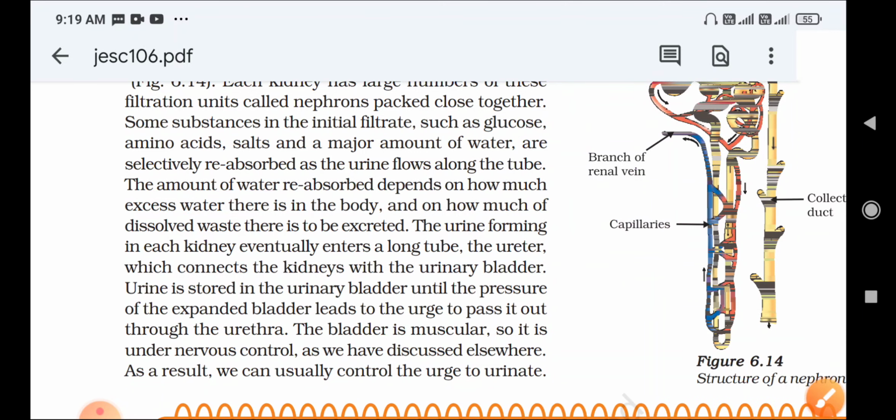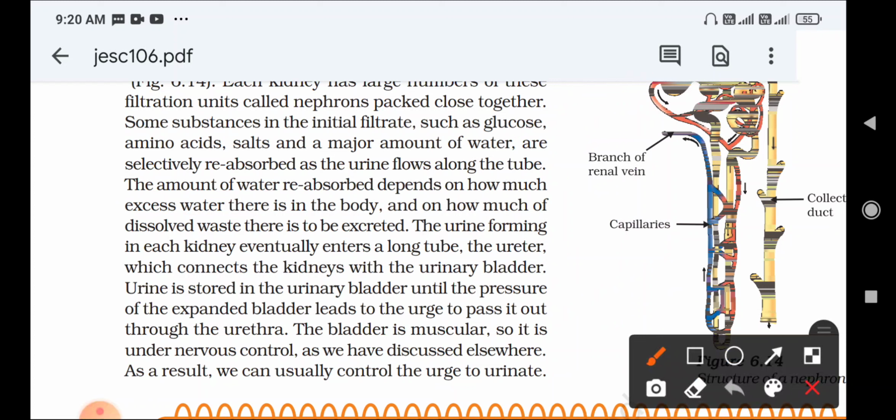Okay, a question arises here: on which factors is water reabsorbed in the kidney from the urine? Again, I am repeating the question: on which factors is water reabsorbed from the urine? You can write the first point: how much excess water is present in the body. Second point: how much waste product is to be excreted. These two points determine how much water is absorbed from the urine.